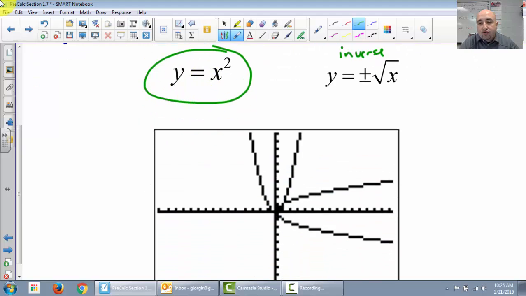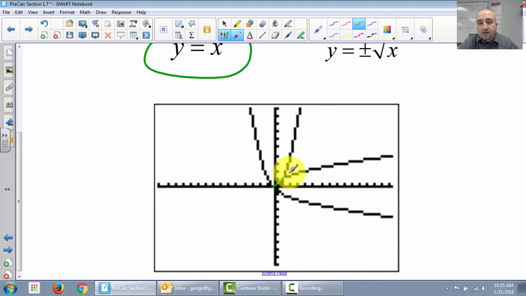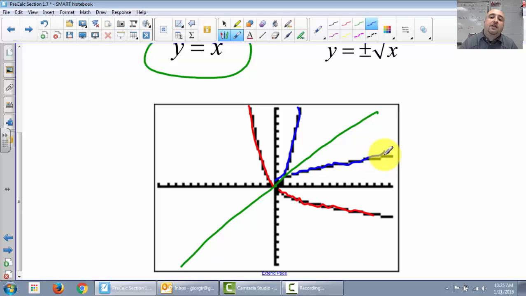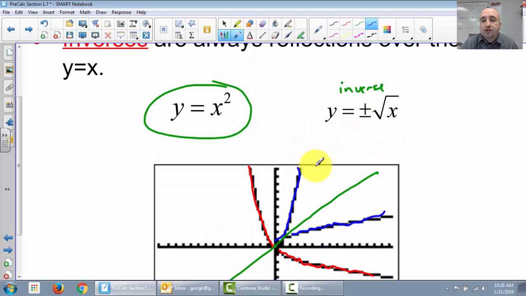So if I draw that in, y equals x is one of our parent functions. It's this diagonal line through the origin. You can see that this part of the parabola here reflects to here. And then this part of the parabola reflects to here. Okay, so you can see that that parabola is reflected. Therefore, they are inverses of each other if they are a reflection over that line.